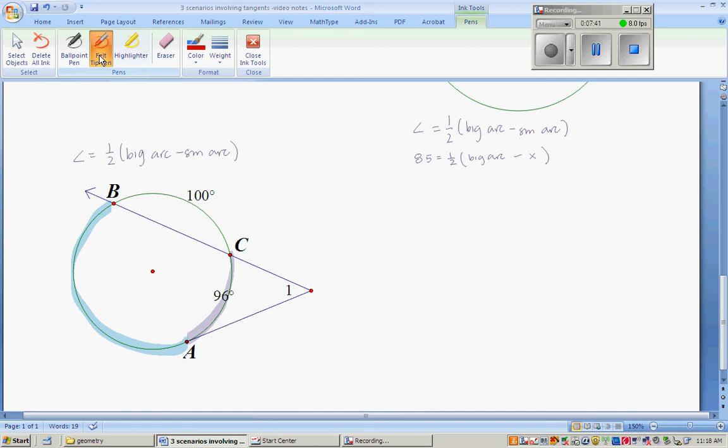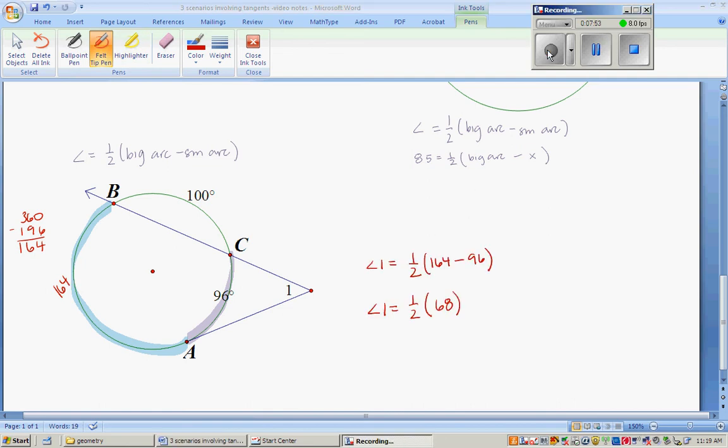A little subtraction will get you that this is 164. So now plug in everything you know and get the answer. And in 5 seconds, the answer will be revealed. You should get that angle 1 is half of 68. So angle 1 will equal 34 degrees. Bring any questions to class, and we will start learning about this next class.